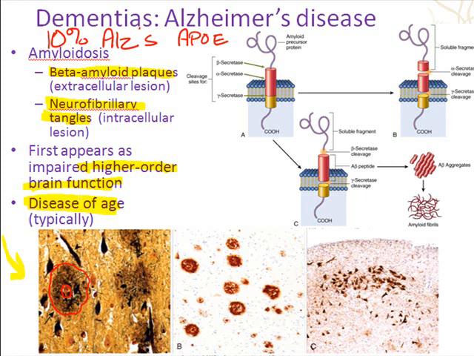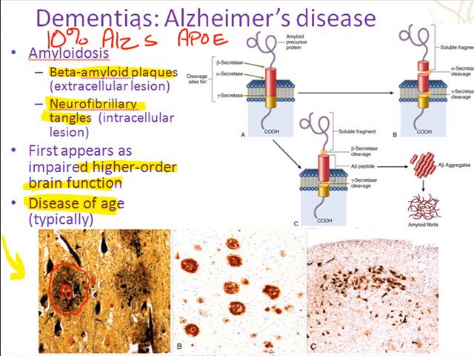The genetic versions of Alzheimer's can have a much earlier onset because of a genetic abnormality, but for those that are not genetically induced, which is 90% of Alzheimer's cases, it tends to appear with age.